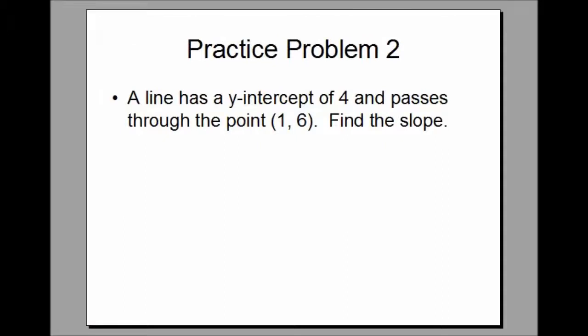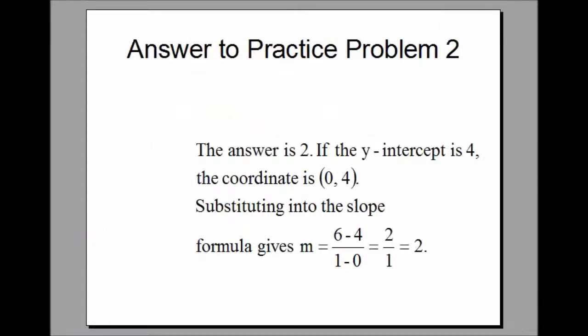Practice problem 2. A line has a y-intercept of 4 and passes through the point 1, 6. Find the slope. Recall that if we are given an intercept and we're told that it's 4, we know we have the coordinate 0, 4. Substituting into the slope formula gives us m equals 6 minus 4 over 1 minus 0 equals 2 over 1, which equals 2.